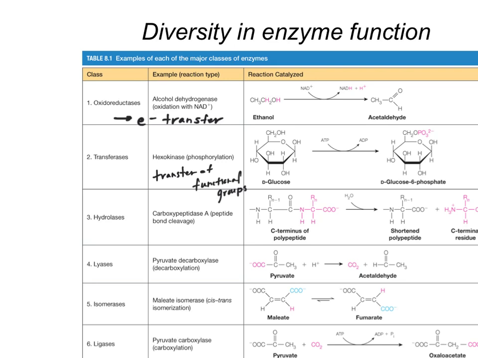So the fourth class is called lyases. Lyases deal with lysis reactions. This in general is going to be kind of like an elimination reaction, and we're going to see the formation of pi bonds in these lysis type reactions.